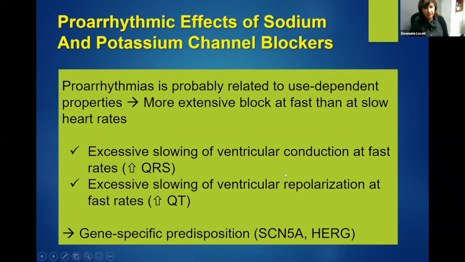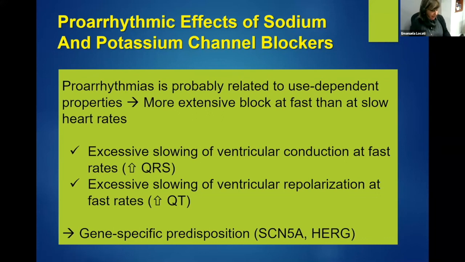So you see more extensive block at fast heart rate, but it's not always the case. This is particularly true with blockers like Amiodarone, which have a very general effect on all the channels. And so you have to be aware of the prolongation of the QRS and also of the QT. And this may lead you to verify some genetic predisposition.